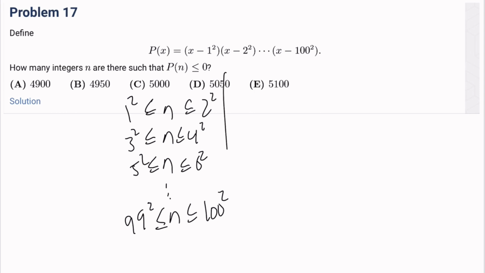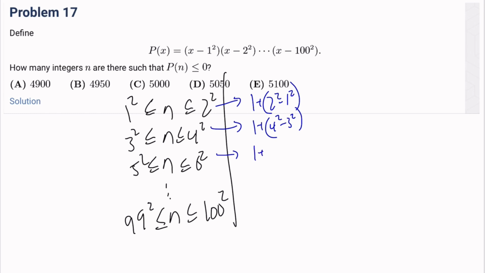Okay, so let's look at each of these values. For this one, we have 1 plus 2 squared minus 1 squared. And same thing here, since there is an equal sign on both sides, we have 1 plus 4 squared minus 3 squared. And the same thing for here, 1 plus 6 squared minus 5 squared, and so on, until this becomes 1 plus 100 squared minus 99 squared, right?